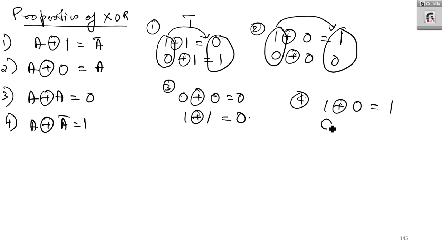Similarly, if I have A as 0, then you will get A bar as 1. So what is 0 XOR 1? That is 1. So A XOR A bar is equal to 1.